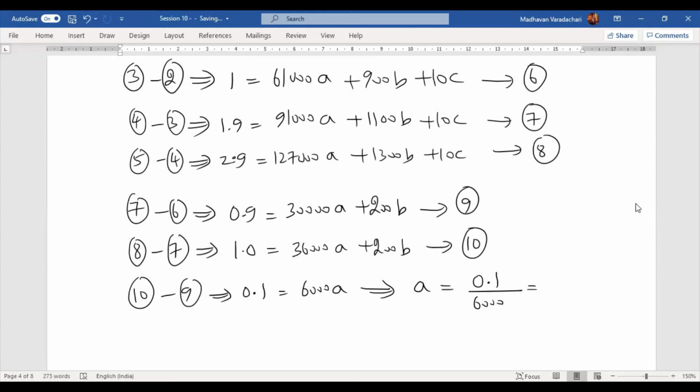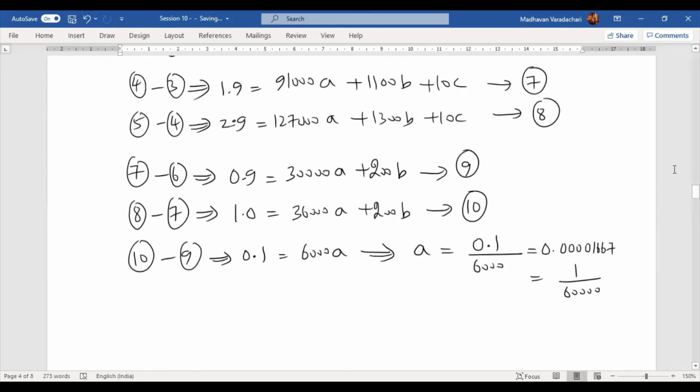0.1 divided by 6,000, we get 0.00001667. Or simply speaking, I can write it as 1 by 60,000. Multiply numerator and denominator by 10, means numerator it will become 1, denominator it will become 60,000. So that is our A value. Now that I got A value, I can substitute here, find out what is B.